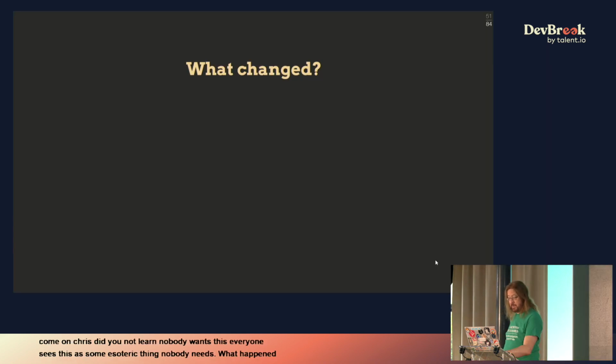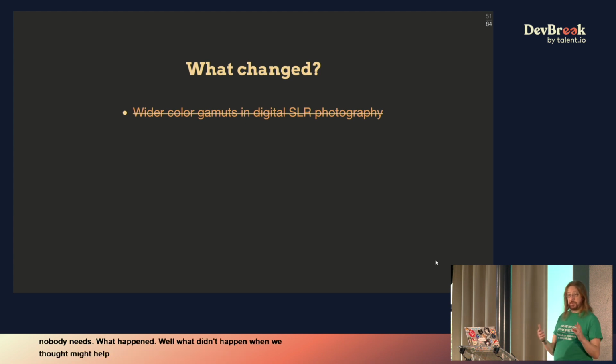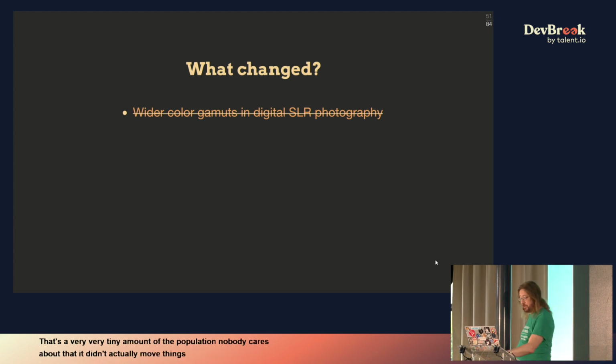What happened? Well, what didn't happen, and we thought might help, was digital photography. People have these high-end screens, and they take it and put it in Adobe RGB, and they angst over the precise colors. That's a very, very tiny amount of the population. Nobody cares about that. It didn't actually move things forward.